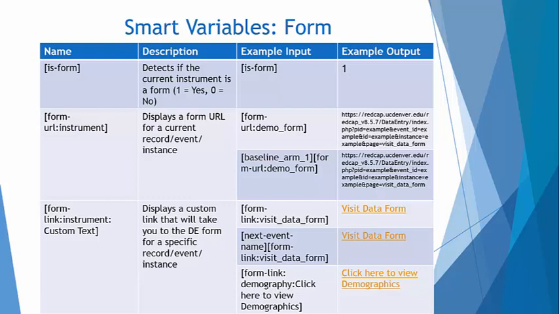Finally, there's a form link. This will display a customized link that will take you to that data entry form for that specific record. In this, you have the smart variable name, form link, the colon with the instrument name, like in the form URL, and then the custom text that you want to be displayed. Over on the right, you can see a few different examples as how you might put that together. You can use this in a classic project, in a longitudinal project, and you can use it with other smart variables to reference different events in that longitudinal project.